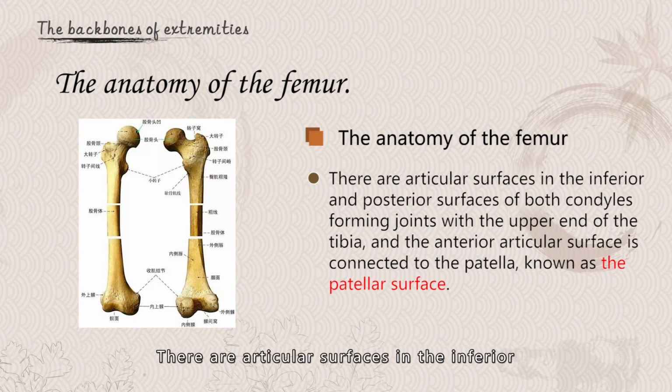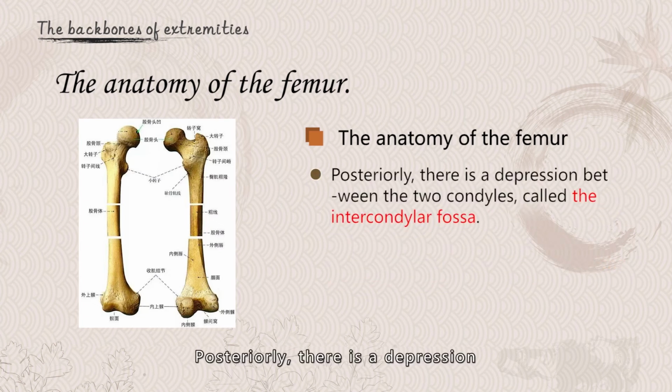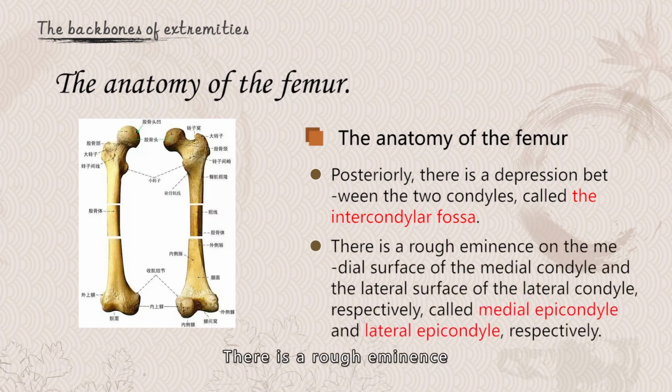There are articular surfaces on the inferior and posterior surfaces of both condyles, forming joints with the upper end of the tibia, and the anterior articular surface is connected to the patella, known as the patellar surface. Posteriorly, there is a depression between the two condyles called the intercondylar fossa. There is a rough eminence on the medial surface of the medial condyle and the lateral surface of the lateral condyle, called the medial epicondyle and lateral epicondyle, respectively.